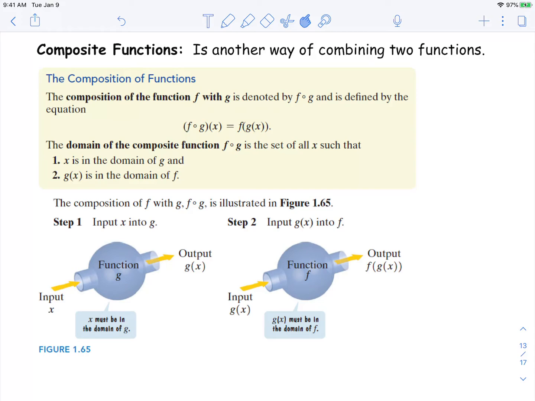All right, we're going to work with composite functions. Composite functions are another way to combine two functions together. So please make sure you pause when you need to in this video.